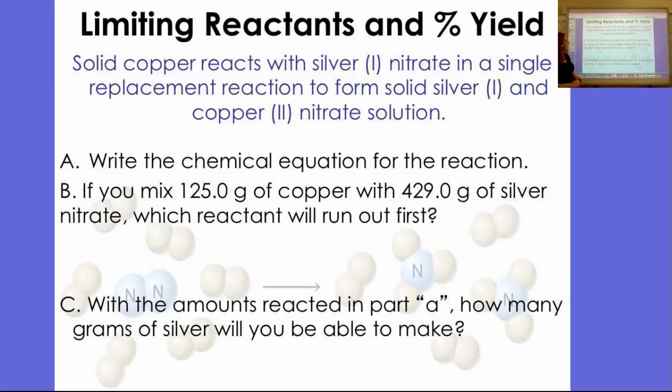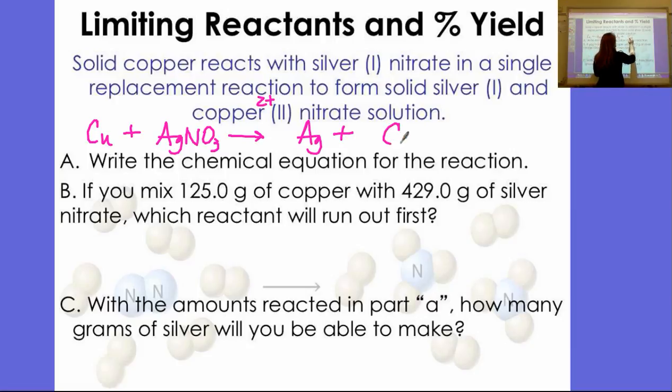So, same thing. Solid copper reacts with silver 1 nitrate in a single replacement reaction to form solid silver and copper nitrate solution. Part A, exactly the same. Write a balanced equation. Solid copper reacts with silver nitrate, AgNO3, plus 1 minus 1, in a single replacement reaction to form solid silver and copper, this time 2 plus, nitrate, Cu(NO3)2 solution. To balance this, I'll need 2 nitrate groups, which means I need 2 silvers. 1 to 2 to 2 to 1 would be my ratio.